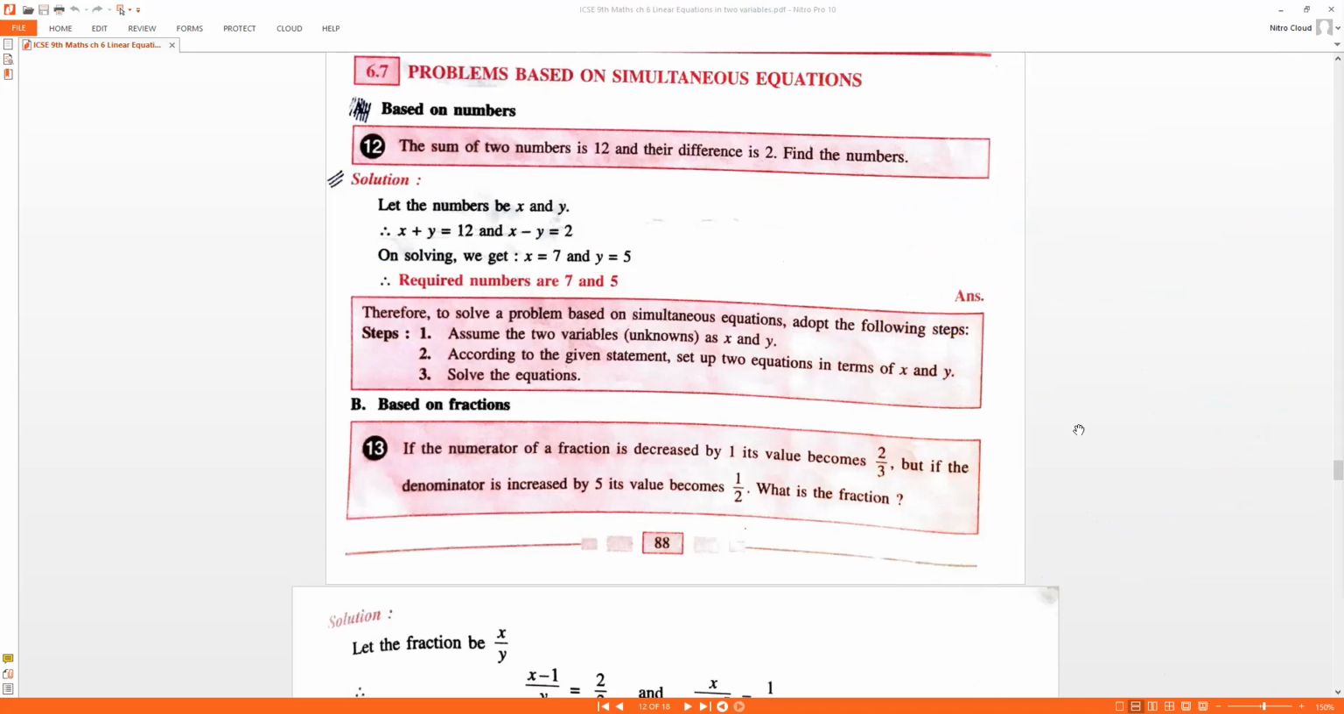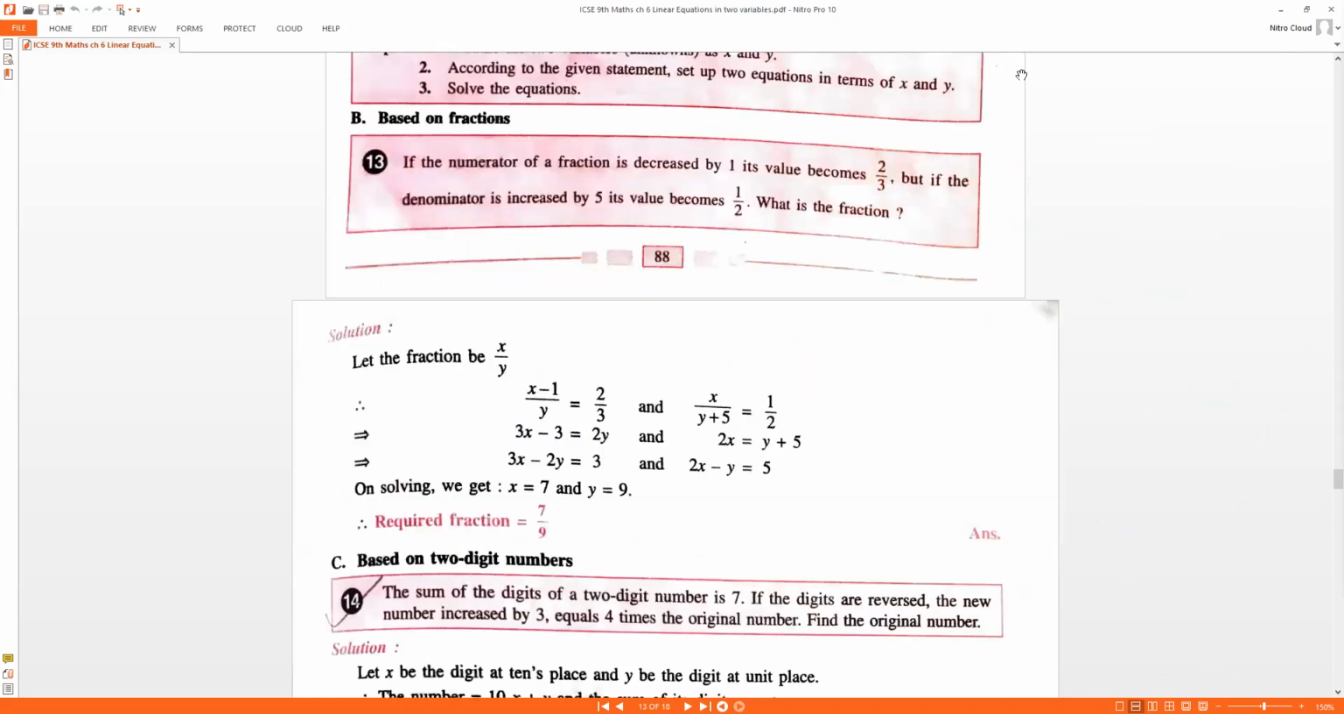Now, let us see based on fractions. This is again a very important type. If the numerator of a fraction is decreased by 1, its value becomes 2 upon 3. Its meaning, the value of the fraction becomes 2 upon 3. But if the denominator is increased by 5, its value becomes 1 upon 2. Again, the fraction. What is the fraction?